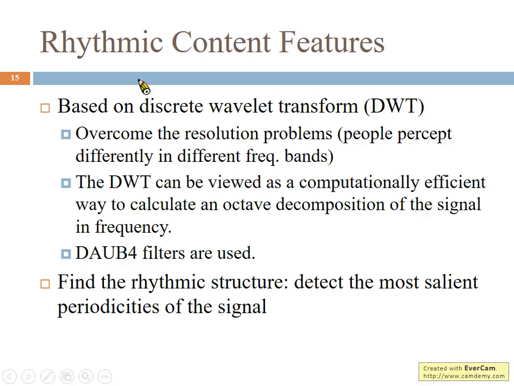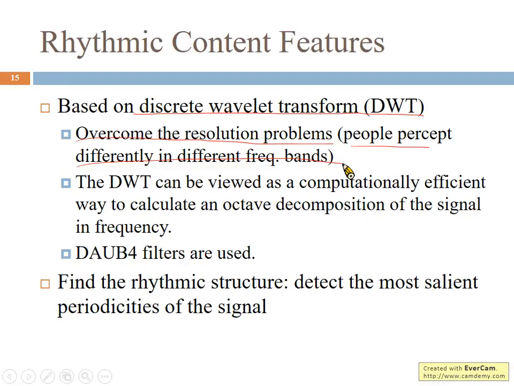Therefore, first we have to transform the audio signal into the frequency domain, and here they use the discrete wavelet transform (DWT) because they try to overcome the resolution problem. People perceive differently in different frequency bands, and as we said before, wavelet transform is useful in decomposing the original signal into several frequency bands with multiple resolutions. Before this work, we had to use the Fourier transform to transform the original signals into the frequency domain.